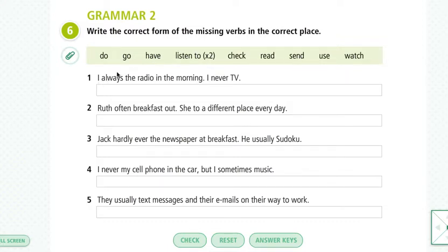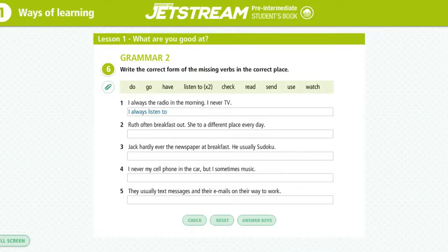Is it okay? I always listen to the radio. Yeah? So you have to write it here one more time. I always listen to, etc. Okay? That's the idea.